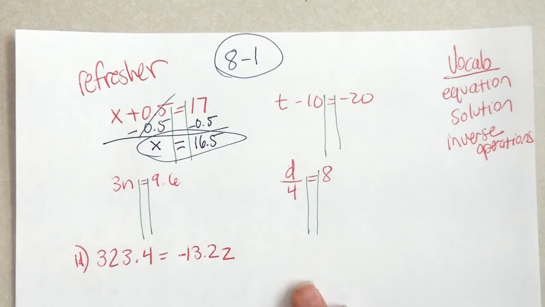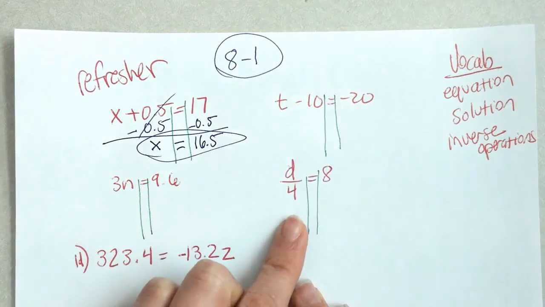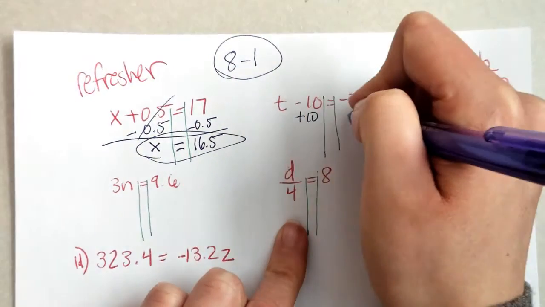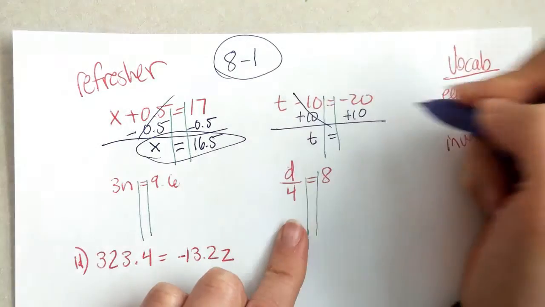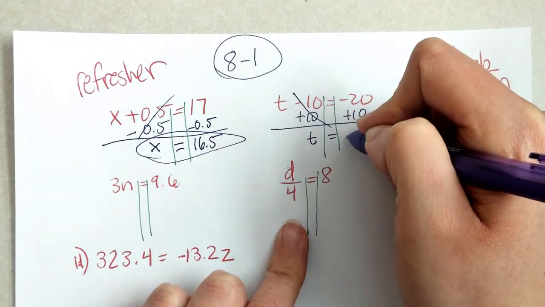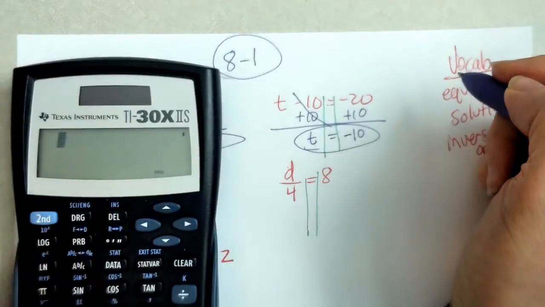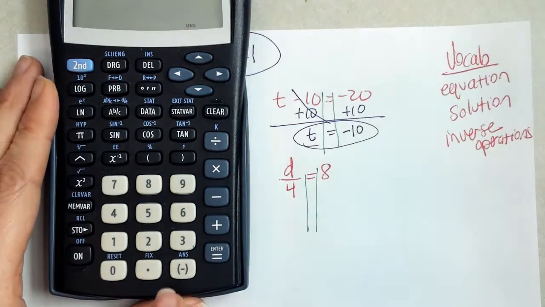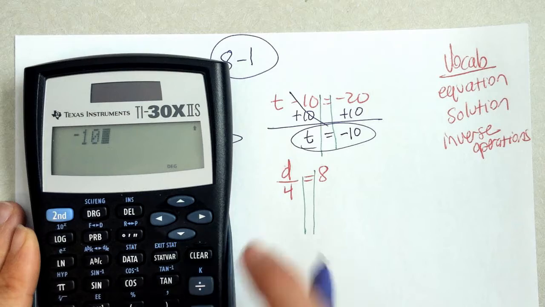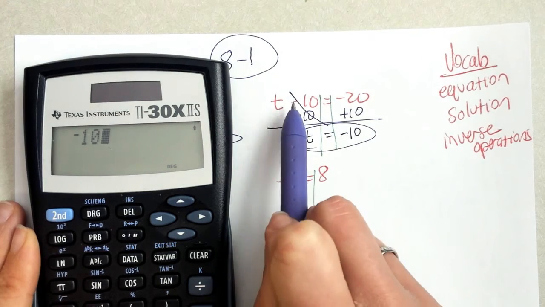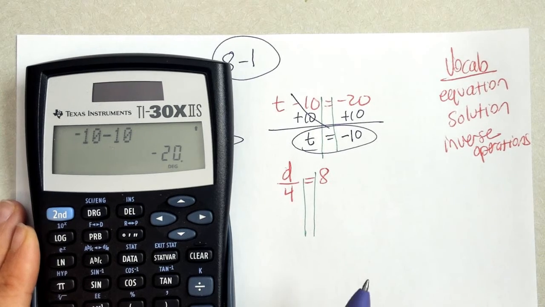The next one. To isolate t, I need to get rid of the minus 10. The opposite of subtracting 10 is adding 10. So t is equal to, well, negative 20 plus 10, that's going to be a negative 10. Again, I could type it in and check. A negative, remember, is this button right here on your calculator. So negative 10 is t minus 10. And when I hit equals, it should equal negative 20, which it does.